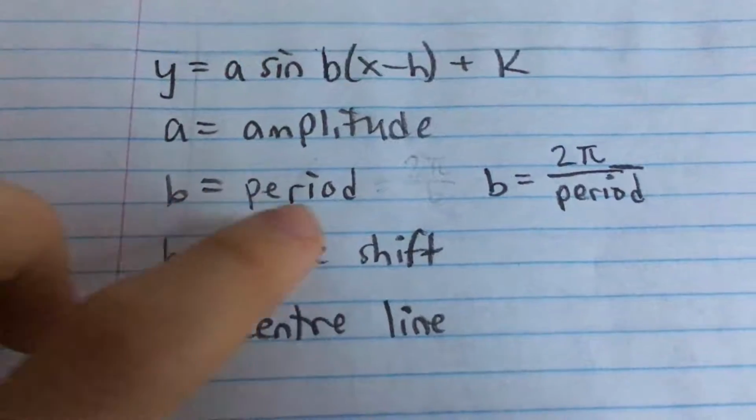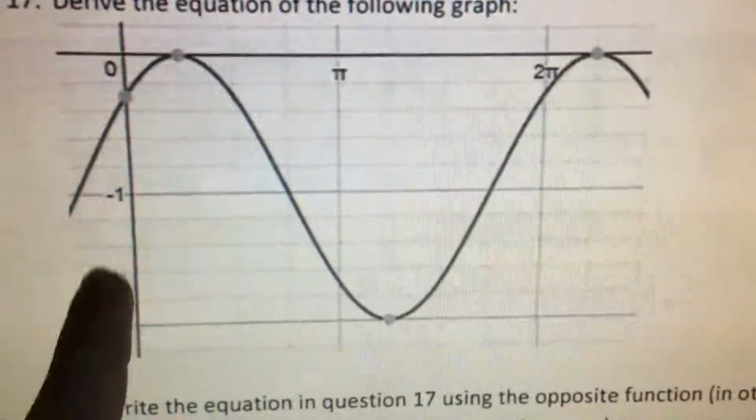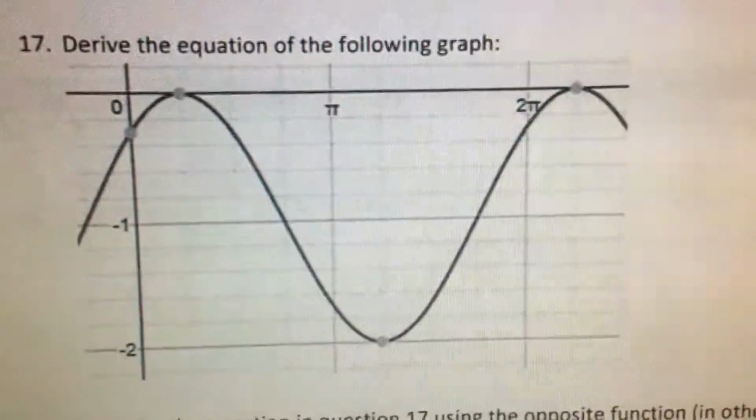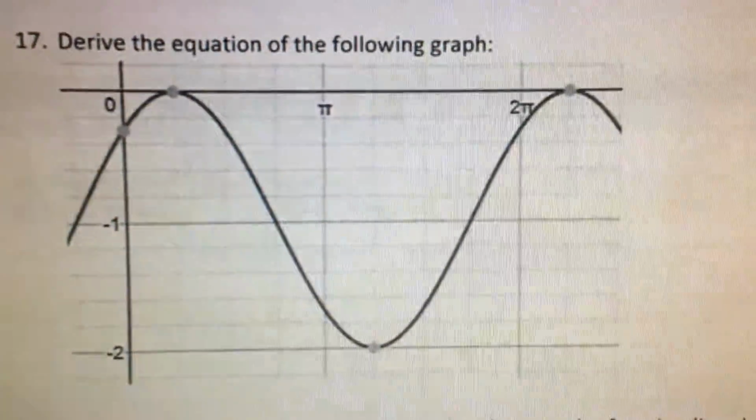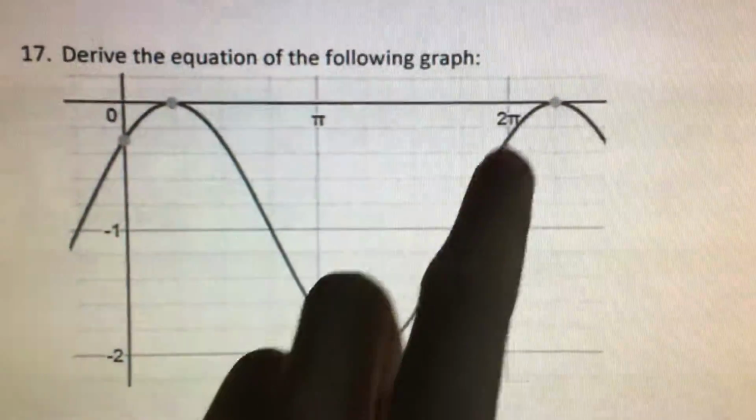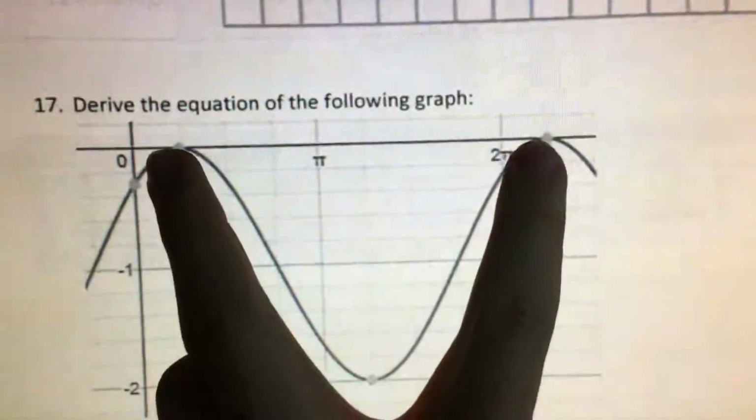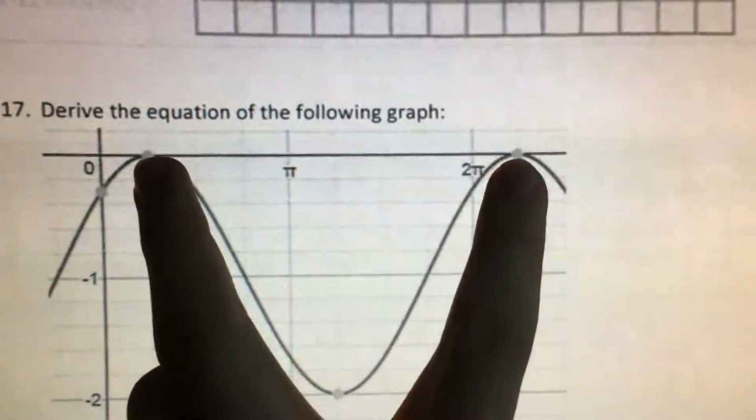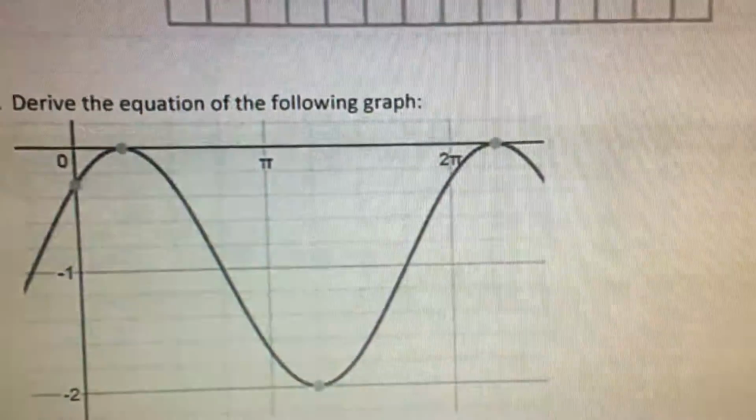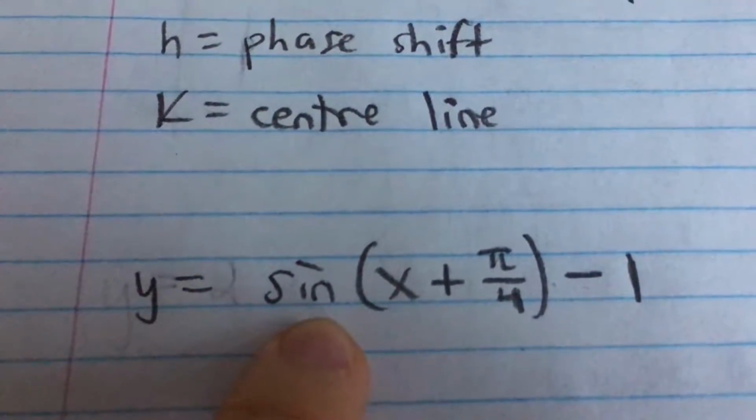Our B value is the period, which more specifically is 2 pi divided by the period of our function. And the period is just how often the function repeats itself. So if I started here and went down, then back up, you can see it repeats again right here. So this distance is 2 pi, and if I shift it over, it's also 2 pi. 2 pi over 2 pi is just 1, so once again, we don't have any b value, it's just 1.